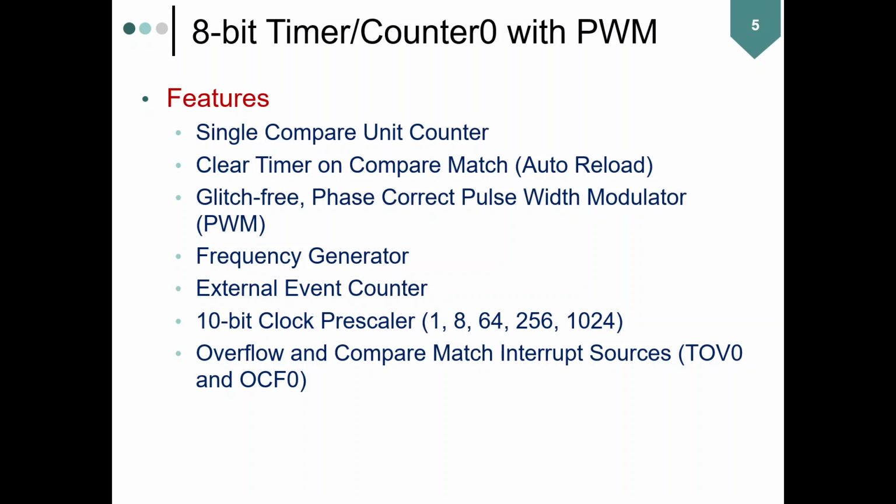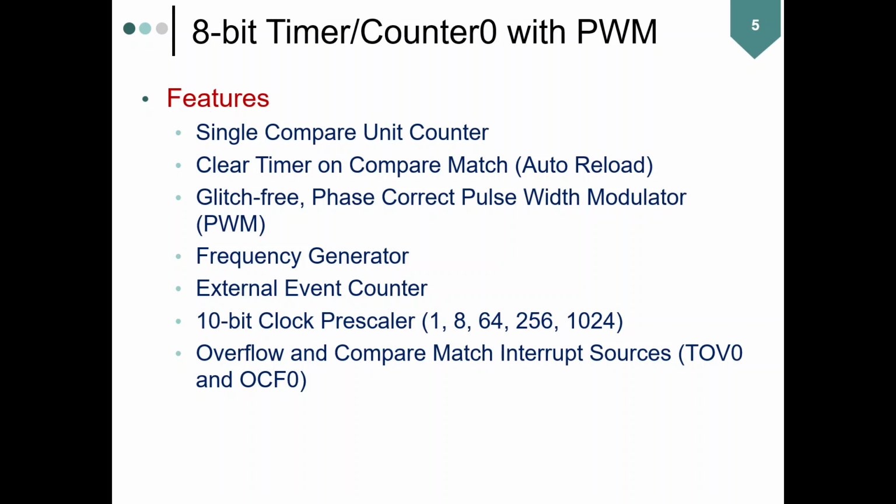Glitch free phase correct pulse width modulator. So it has a pulse width modulator. It can be used as a frequency generator. So as I said, every timer or counter can be used as a frequency generator, so it can divide the input frequency by 1, by 2, 4, 8, and even other combinations can be made by suitably combining the outputs of the timer. Then it has a 10-bit clock prescaler.